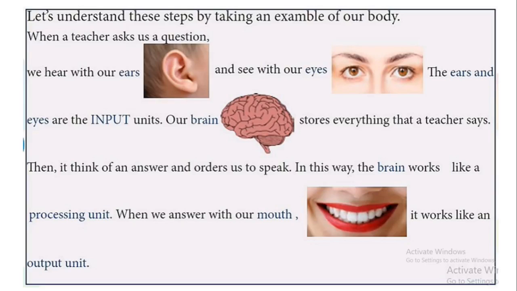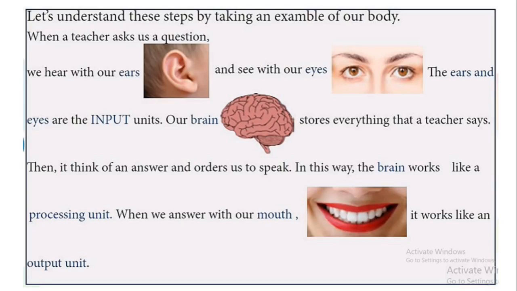Now after hearing that question, our brain stores everything that the teacher says. Then it thinks of an answer and orders us to speak. The brain is processing that question and searching for the answer, and orders us to speak. That is the processing. So our brain is the processing unit.